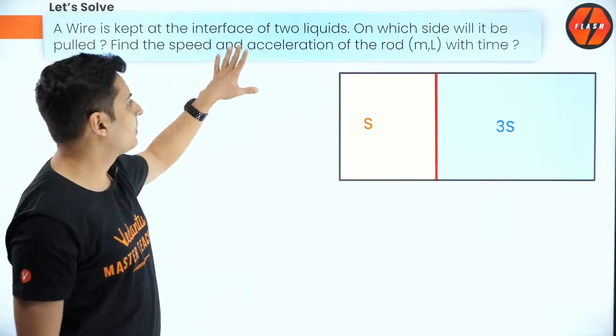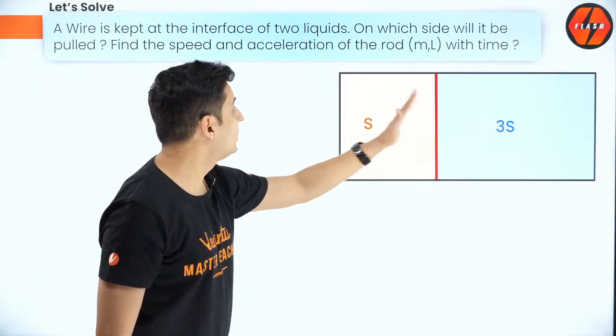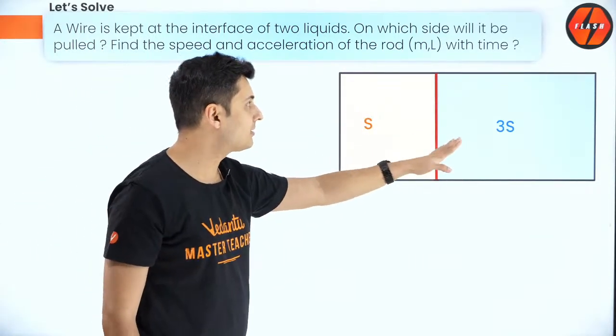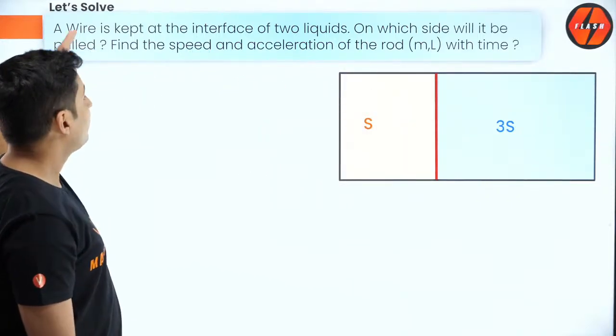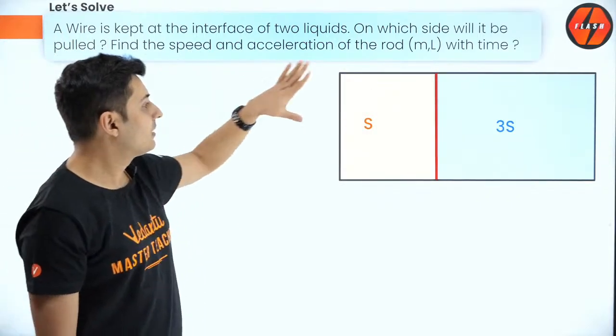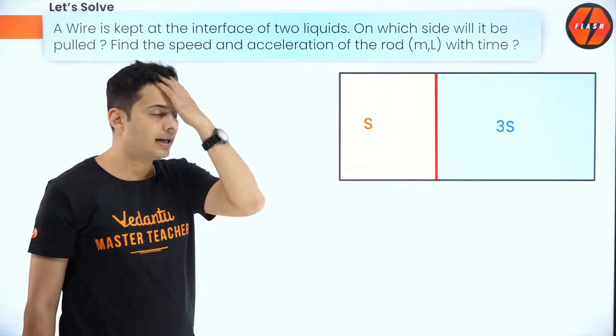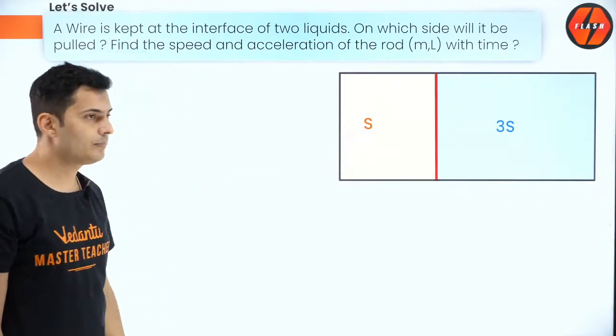Now how about solving this problem? A wire is kept at the interface of two liquids. One side the liquid has surface tension S, other side it has 3S. First of all, which side do you think the rod will be pulled? Come on, answer this, guys. Which side do you think the rod will be pulled?